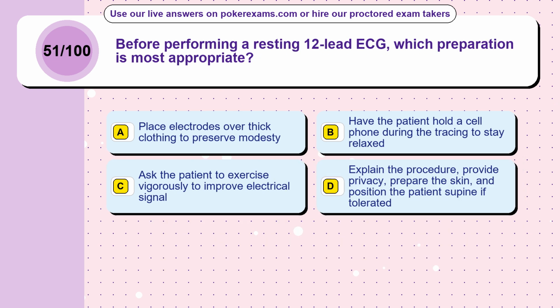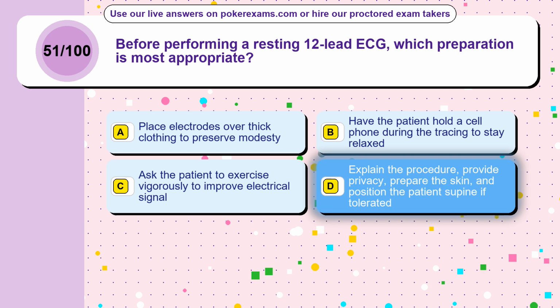Question 51. Before performing a resting 12-lead ECG, which preparation is most appropriate? Option A. Place electrodes over thick clothing to preserve modesty. Option B. Have the patient hold a cell phone during the tracing to stay relaxed. Option C. Ask the patient to exercise vigorously to improve electrical signal. Option D. Explain the procedure, provide privacy, prepare the skin, and position the patient supine if tolerated.